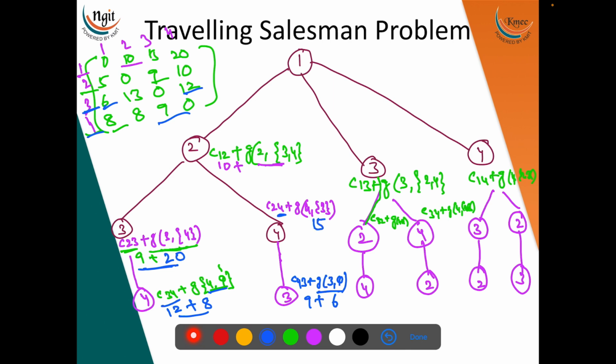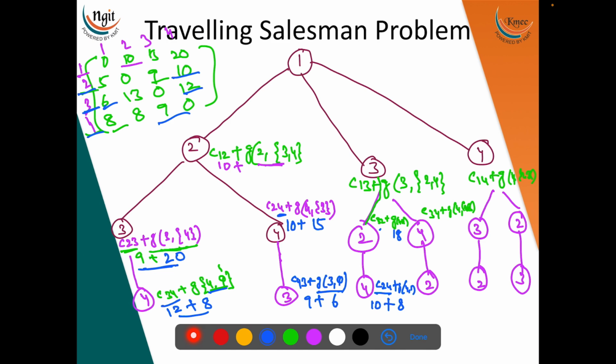Now C24 value is what? 2 comma 4 is 10. 10 plus 15. Okay. Now again come here. So here also you will get C24 plus G(4, 1) value. C24 is 10 plus G(4, 1) value is 8. So you will send here 18.